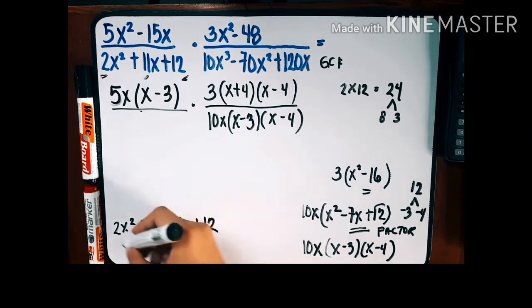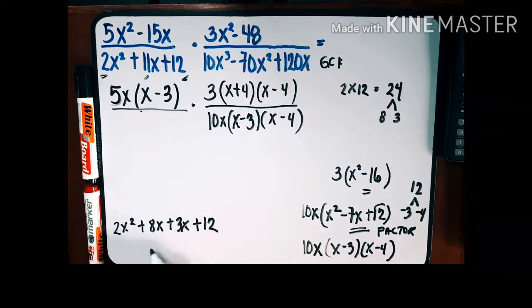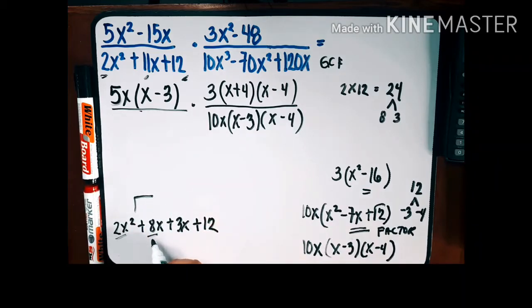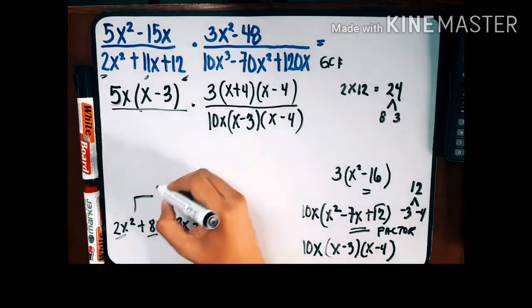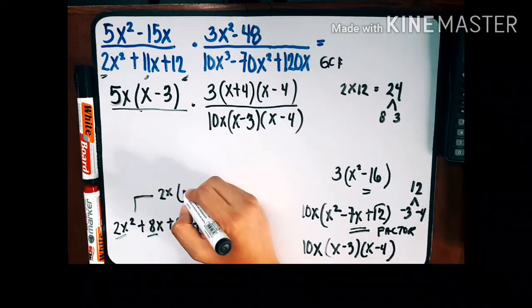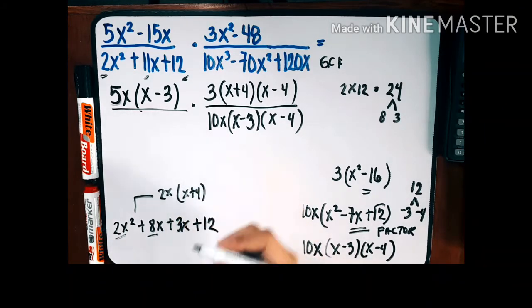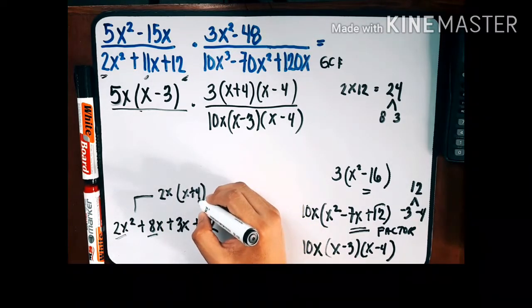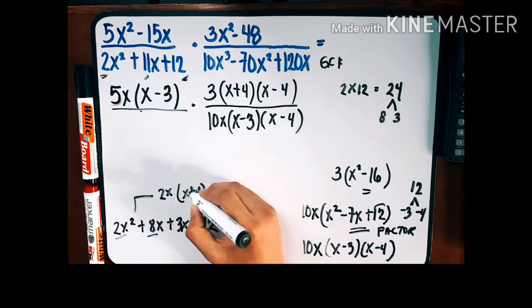Next is, can we factor it by grouping by taking the GCF? So, let's start with the first two terms. The greatest common factor of 2x squared plus 8x is 2x. 2x squared divided by 2x is x, and 8x divided by 2x is 4. So, x plus 4.